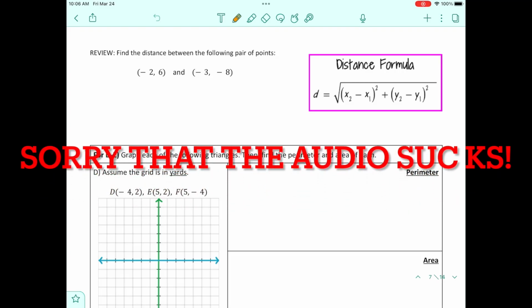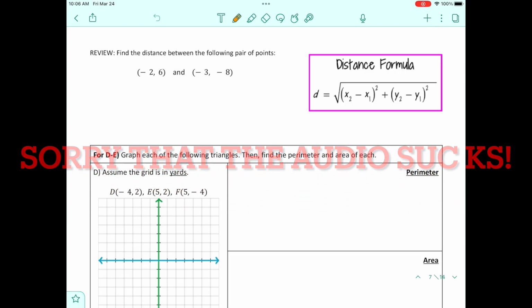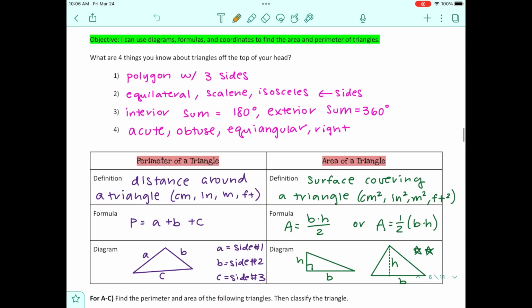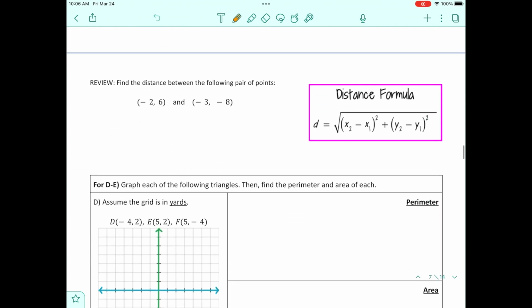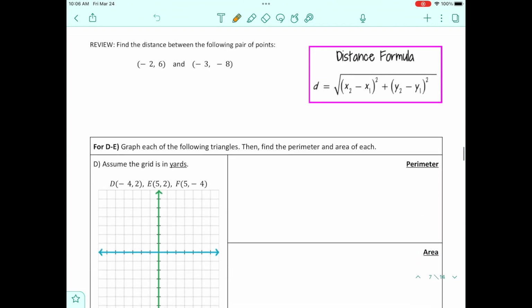Okay, so in this video, we are doing the second half of the notes for 8.3. Again, we have gone through and done the first section of these notes on area and perimeter of the triangle, and now we are going to do just the second page of this, and you can work on your homework for the rest of the hour once you've completed this video.